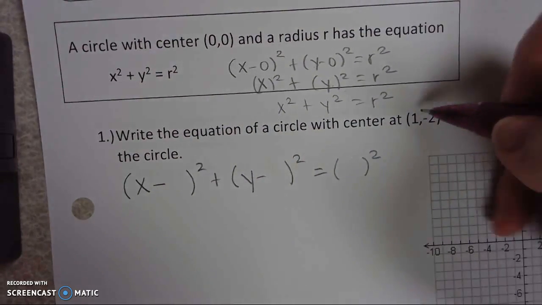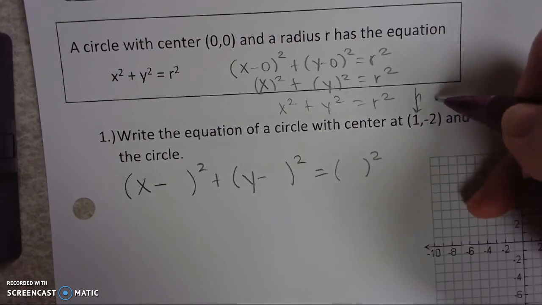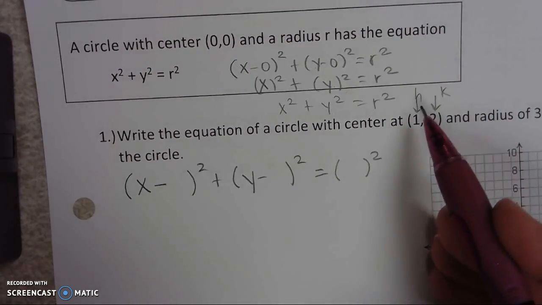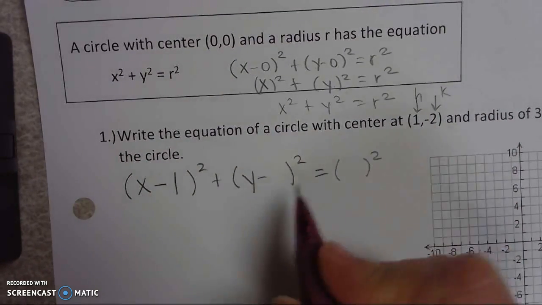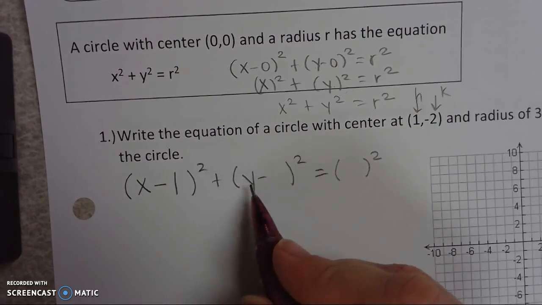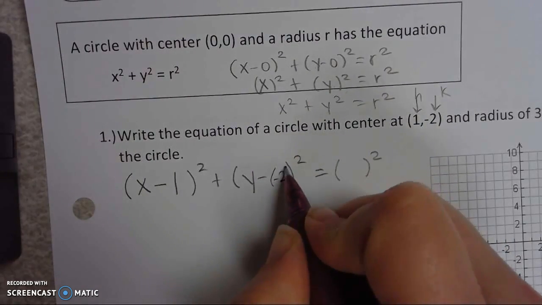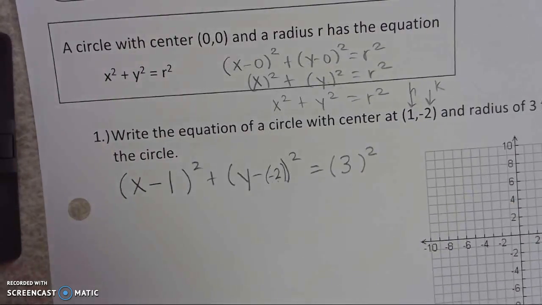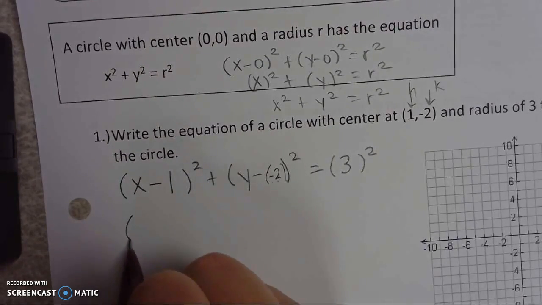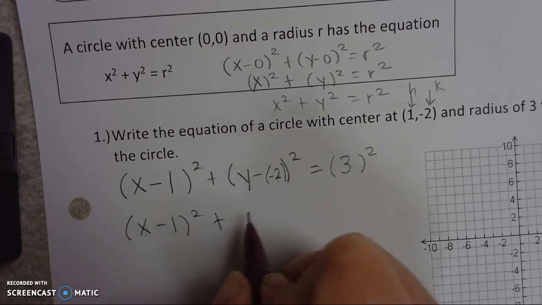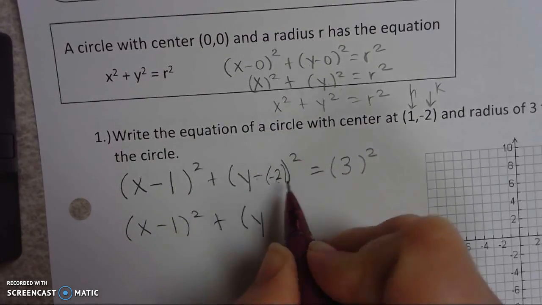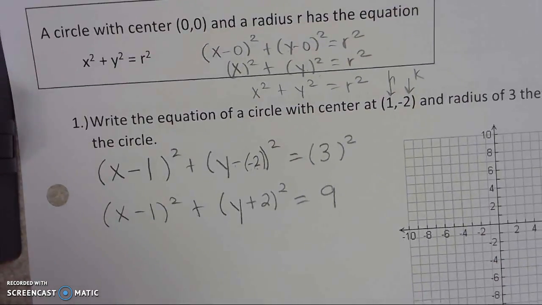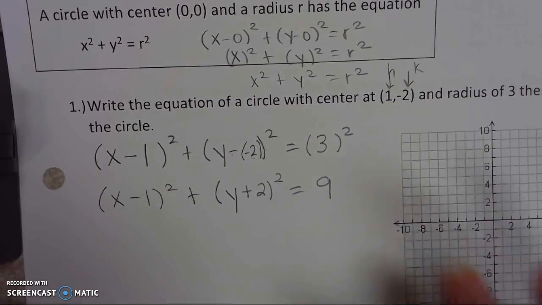H is always the x value of the coordinate, k is always the y value of the coordinate. So if I take those and fill them in, I'll have x minus 1, and then y minus, and that's a negative 2, so make sure you put negative 2 there. And then the radius is 3. Then I'm going to simplify where I can. So that'll be x minus 1 squared plus, minus a negative becomes, y plus 2 squared equals 9. So this is the equation of the circle.